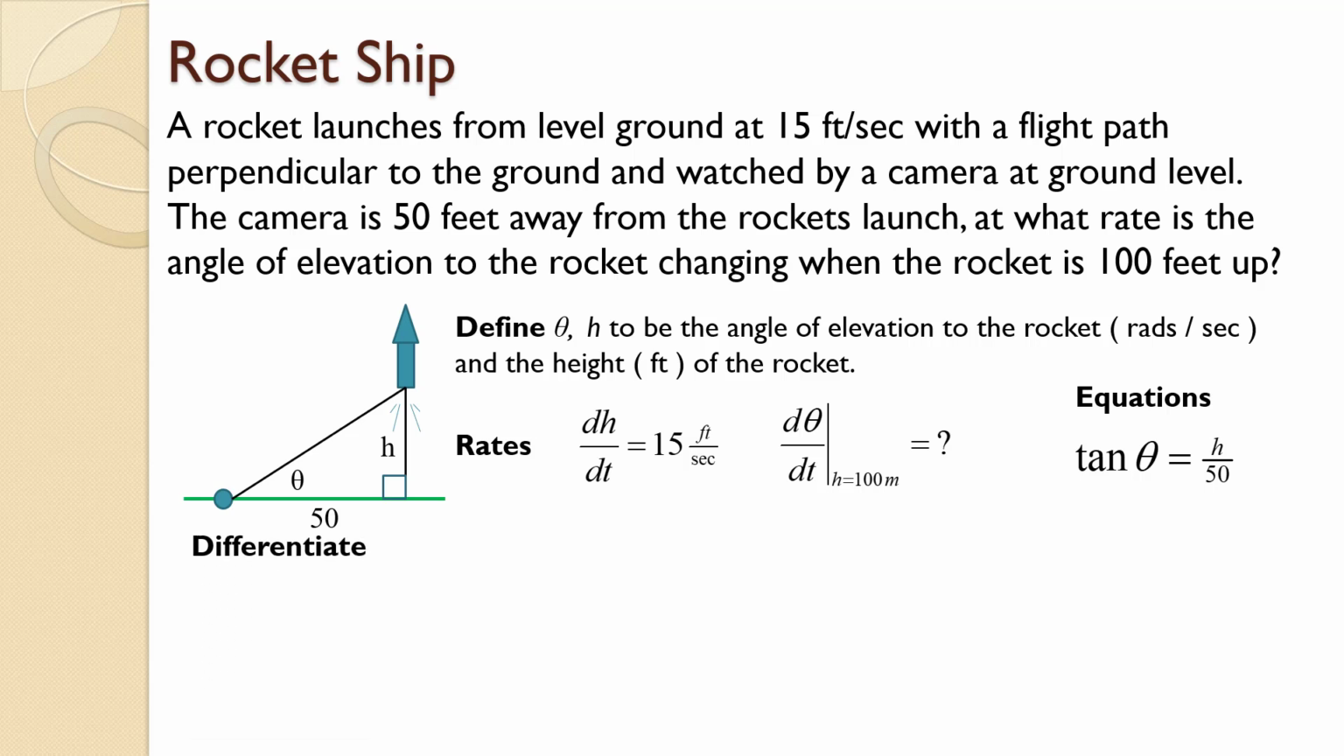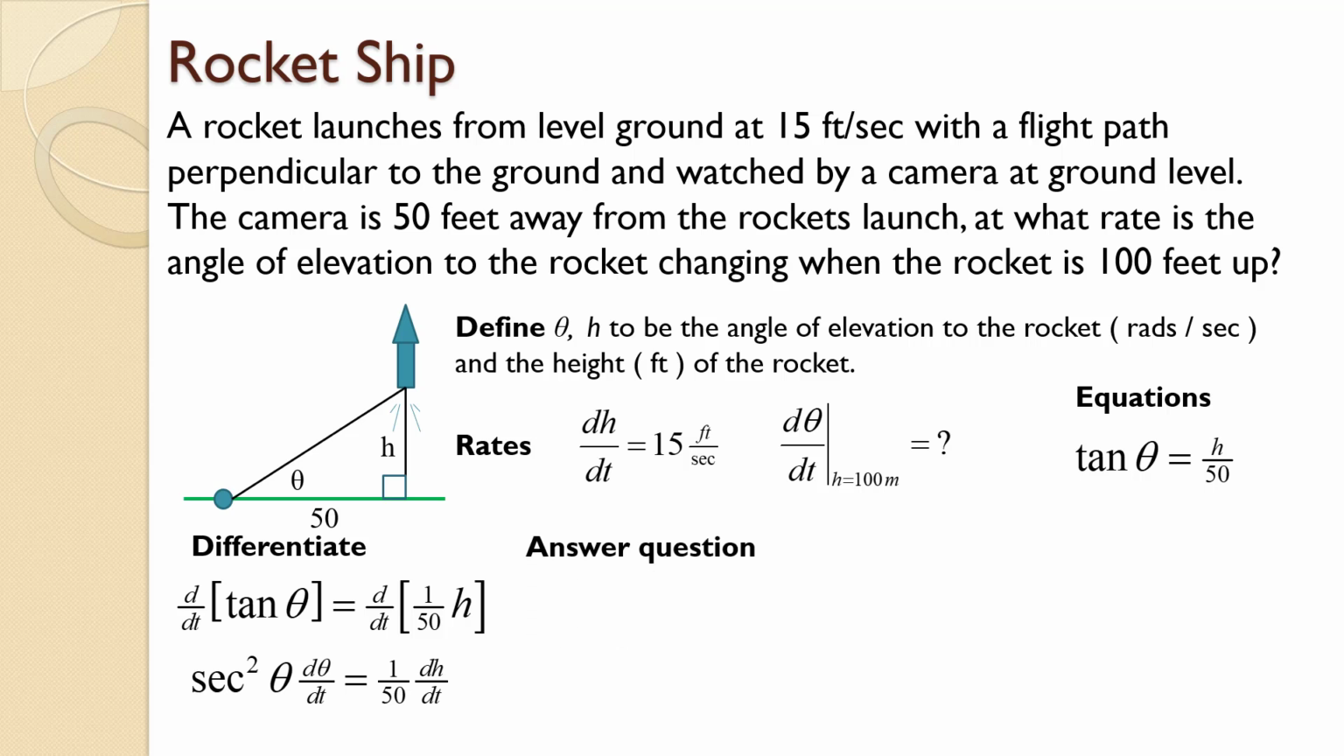Next, we'll differentiate. So I differentiate in terms of time because that's what my derivatives are in. When you do so, I would then get the secant squared of theta times d theta dt using your chain rule, and that's equal to the derivative of h over 50. Don't write it that way. Write it as the constant 1 over 50 times h, because then you don't need the quotient rule, and the derivative is just 1 over 50 times dh dt. That's an equation that relates our rates.